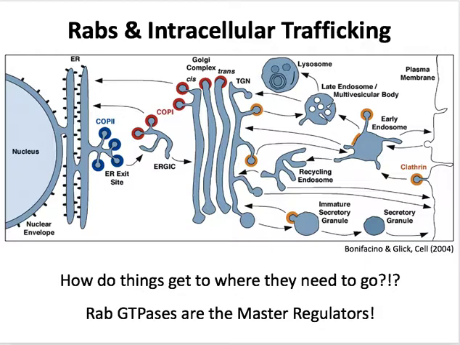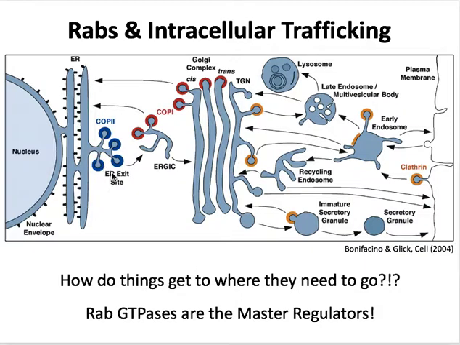The major question that we're going to ask this week is how do things get to where they need to go? For example, we just talked about how vesicles bud off of the ER by building COPII coats. Now that they pinch off after that budding event, how do they know to go to the ERGIC? Or how do they know to go to the Golgi? How do they know to go to the plasma membrane to get secreted?